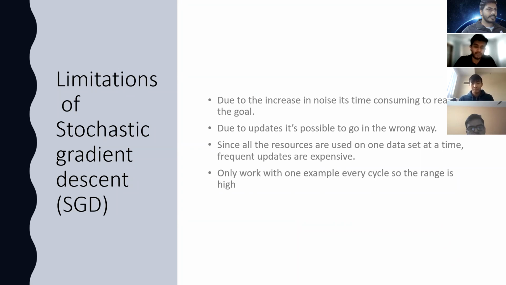And since all the data of the system is used in one data set, the updates on the system are really expensive because of the time allocation and so on. And since it works with only one cycle, for example on every cycle, the range is really high in the limitation system. And those are some of the main points of the limitations of the system.